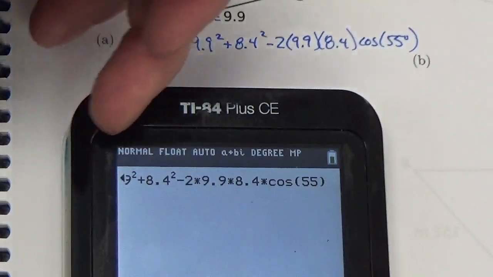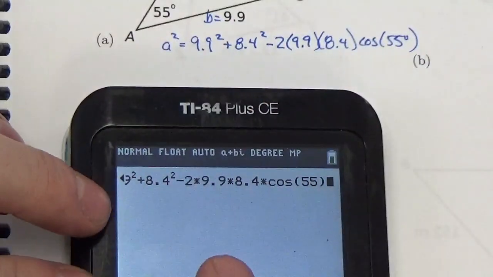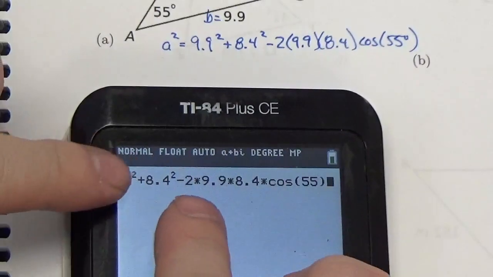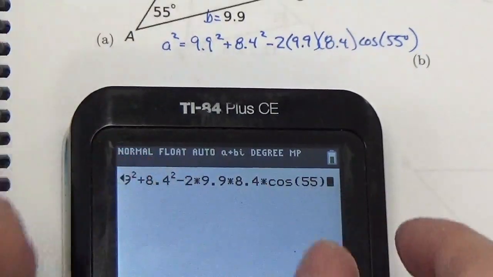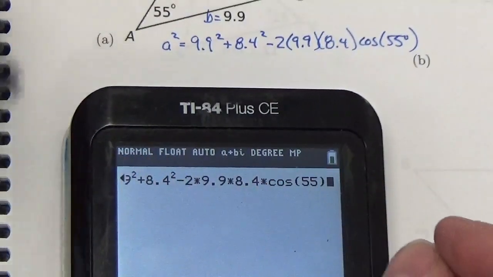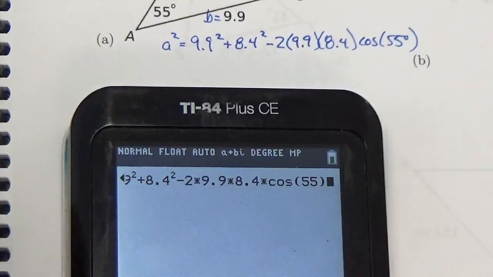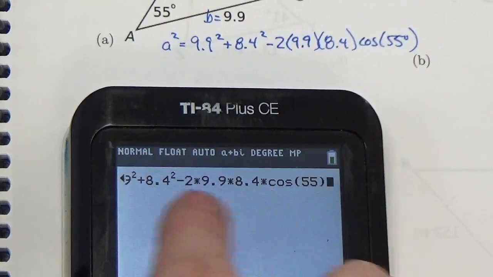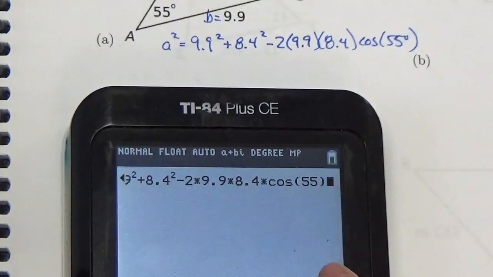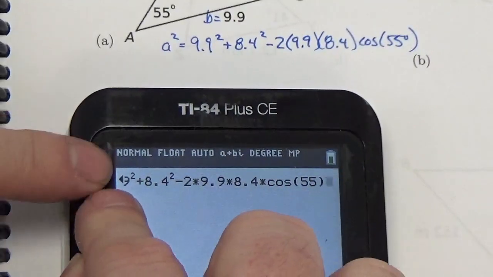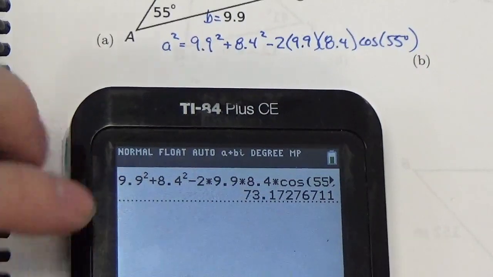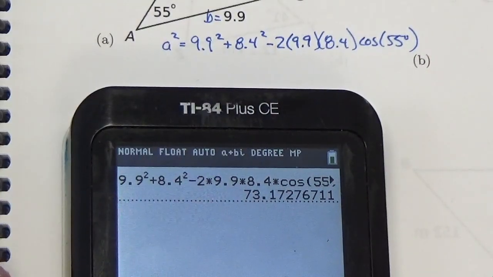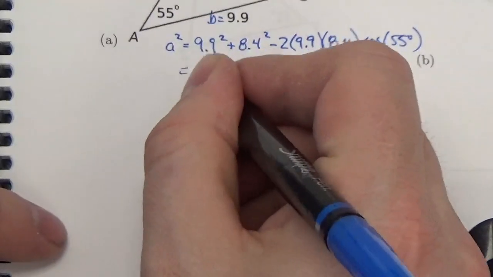Now, notice that I'm doing this all in one step here. Frequently, people will get this wrong because they try to break this up into pieces, like they'll do the sum of the squares, they'll do the product, and then for some reason they multiply by the cosine at the end. But if you break this up into steps like that, the calculator thinks that you're multiplying the cosine by that whole answer, and you typically get a wrong result here. You're far better off doing it all in one step in your calculator like this. I press enter and I get 73.2 when I round that. So this is going to be 73.2.